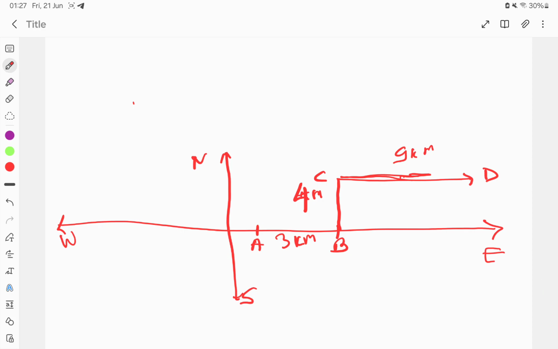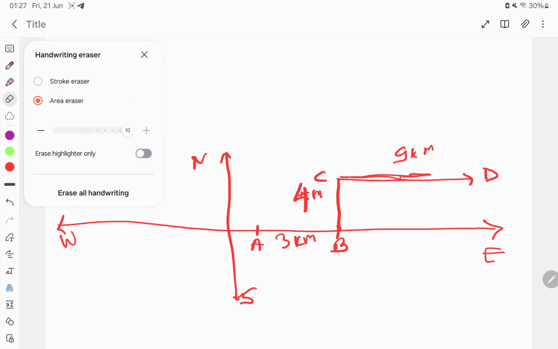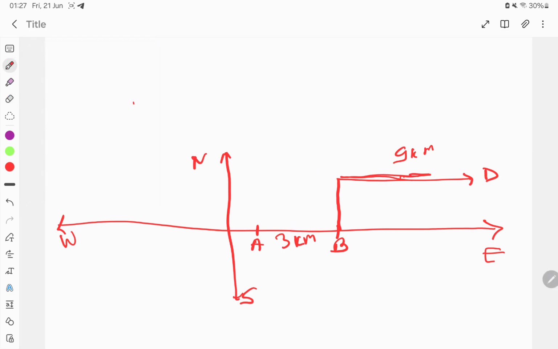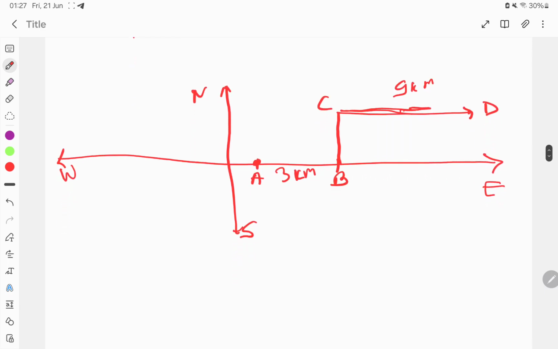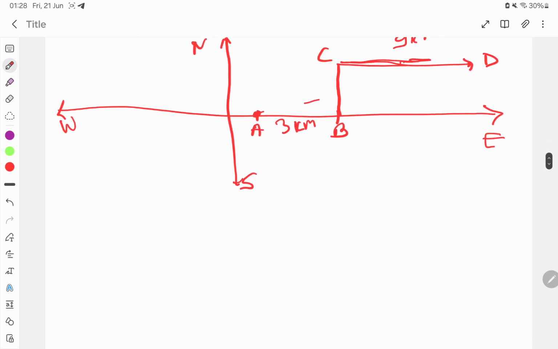So what is the definition of displacement? Displacement is the distance between final position and initial position. So starting point is A, end point is D. So we have to calculate the distance between A and D. So simply I join these 2 points A and D. So we have to find AD.